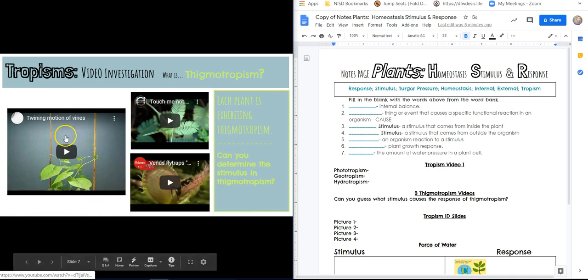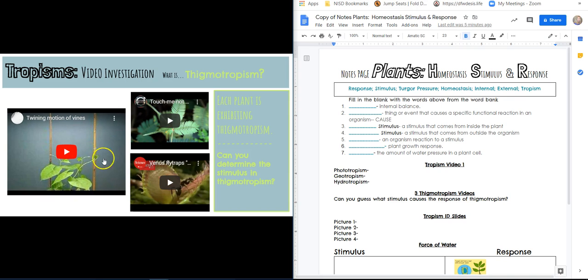The next slide is having you watch these three videos and answer this question: can you determine the stimulus and thigmotropism? So it's telling you that each one of these are showing the thigmotropic response of three different plants. So you'll watch this video, it's showing thigmotropic response. This plant is showing thigmotropic response, and this plant is showing thigmotropic response. After you watch that, you're trying to figure out what is the stimulus. So whatever you think the stimulus is, you're going to write it right here.